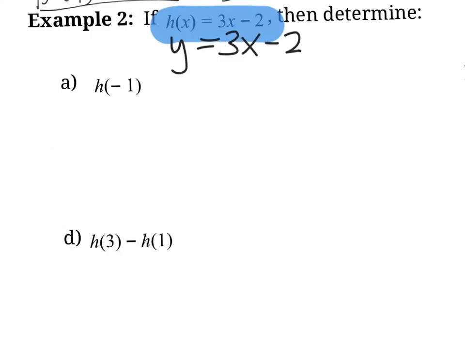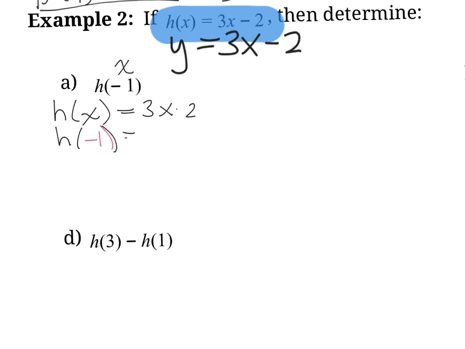So the first one should be familiar to us. This is asking for what is h(-1). Remember, that's not h times -1. h stands for this function over here. So we know from last time that this must be our x value. So we're going to start off with our original function, h(x) = 3x - 2, and we're going to plug in -1 for x. So that's all we're doing.